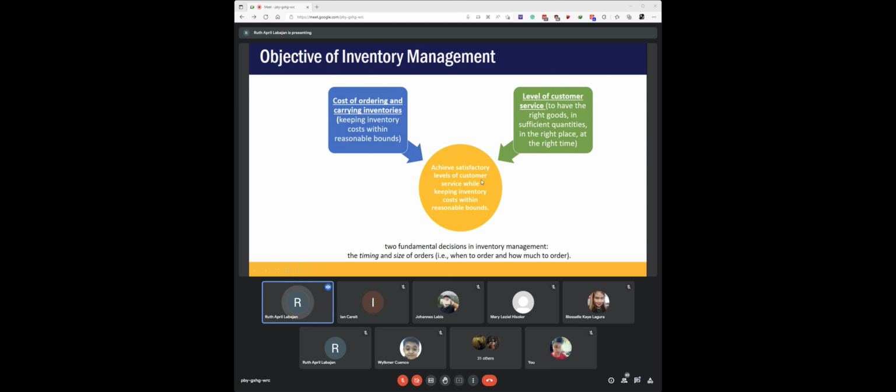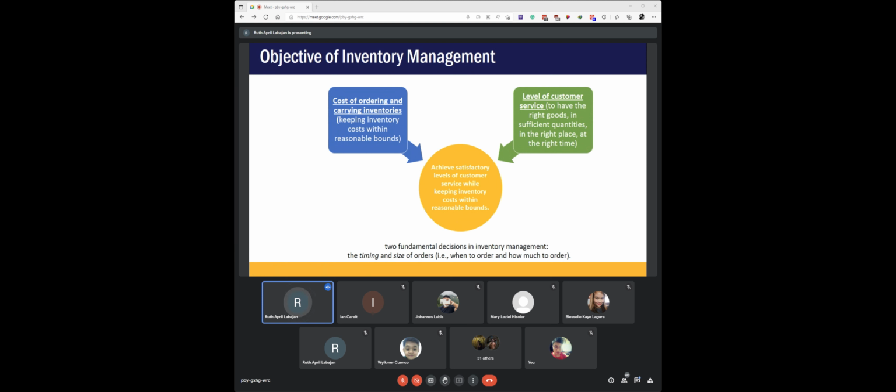Now, therefore, with that objective of inventory management, there are two fundamental decisions that you have to make. And that is the timing and size of orders. Meaning to say, the timing is when do you order, and then how much to order.